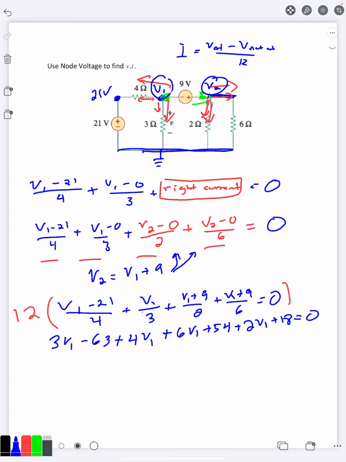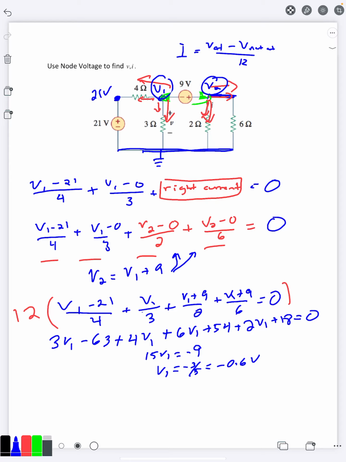Go ahead and combine here. 3 plus 4 is 7, plus 6 is 13, plus 2 is 15V1. Then I have, let's see, negative 63 plus 54 is negative 9, plus 18 is plus 9. Move it over. It's going to be a negative 9. And my V1 then is negative 3/5, which is the same as negative 0.6 volts.